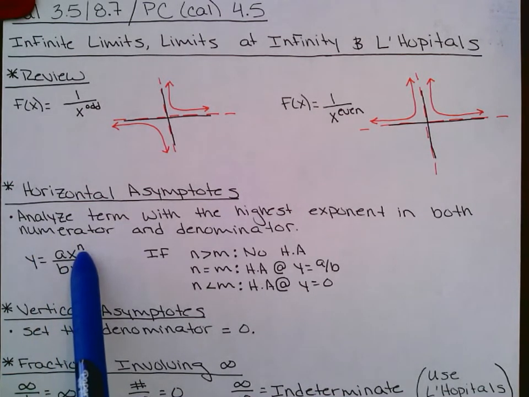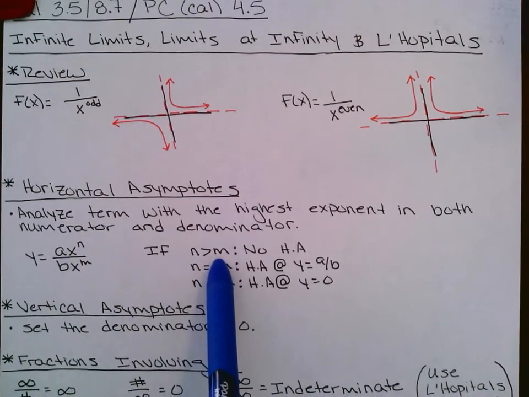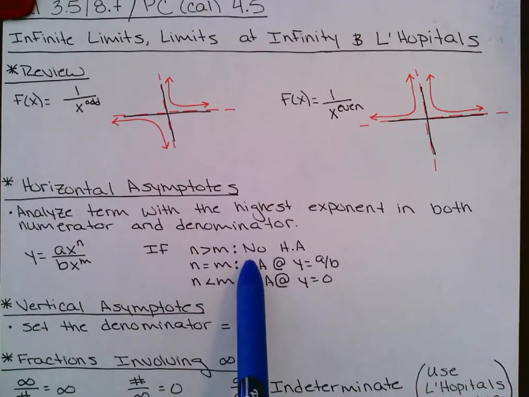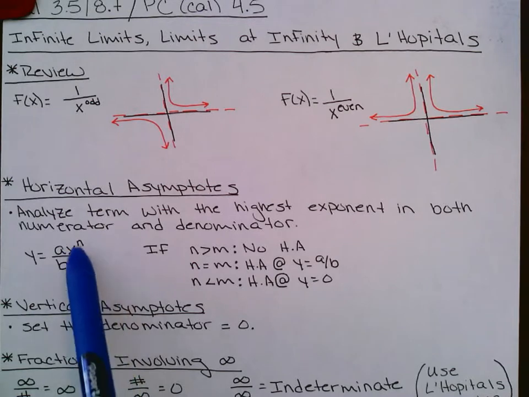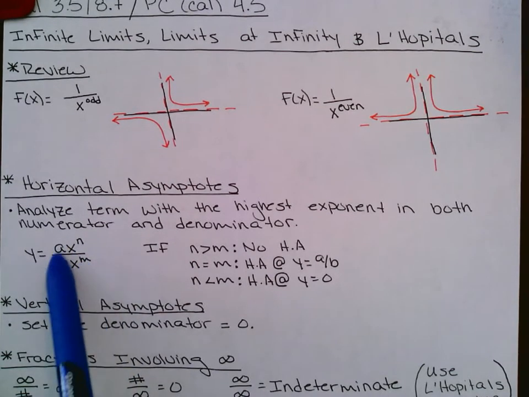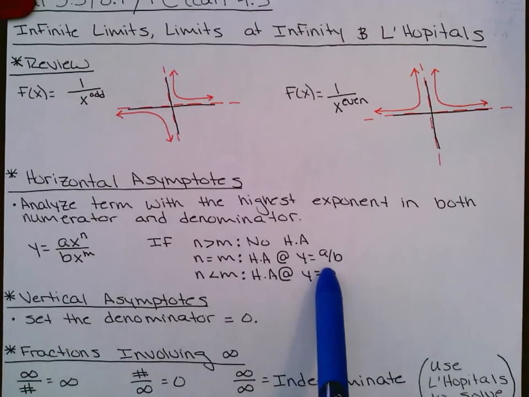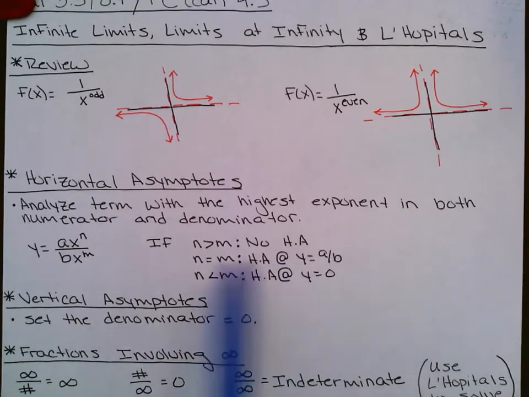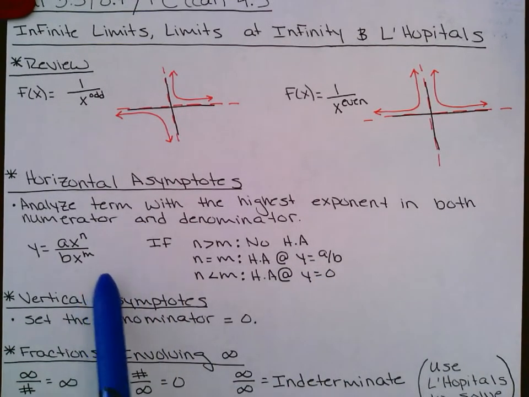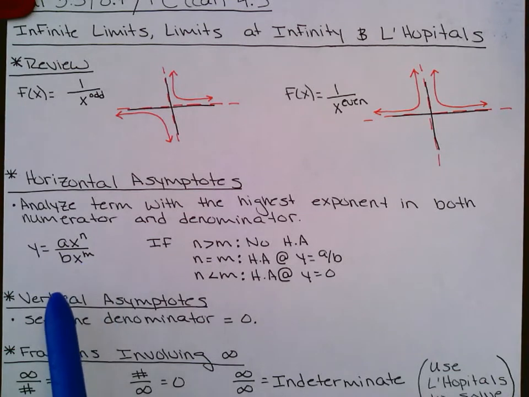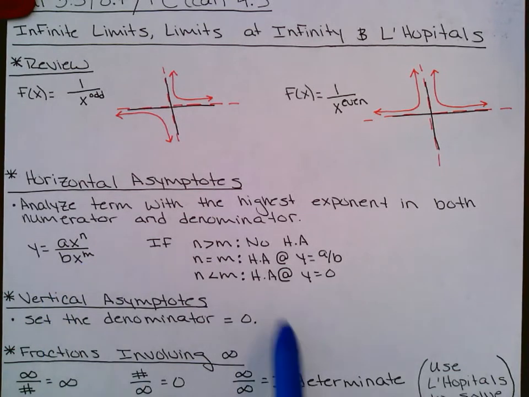If the exponent in the numerator is greater than the one in the denominator, then you have no horizontal asymptote. If they're the same, like let's say they'd both be squared, you would use the coefficients, a over b, as the location of your horizontal asymptote. And if the exponent in the denominator is greater than the one in the numerator, then you have a horizontal asymptote at y equals 0.